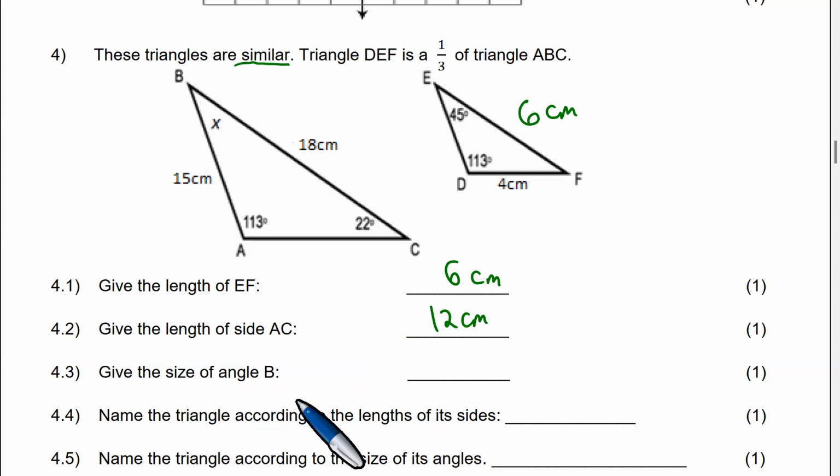What is the size of angle B? The size of angle B. Please come again. Is it 45? Well done, 45 degrees. Okay, name the triangle according to the length of its sides.